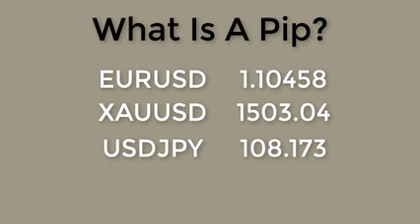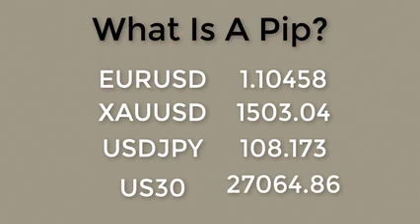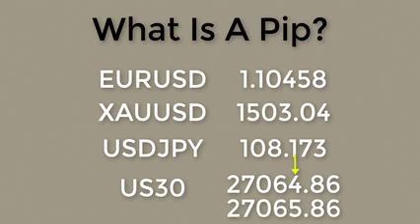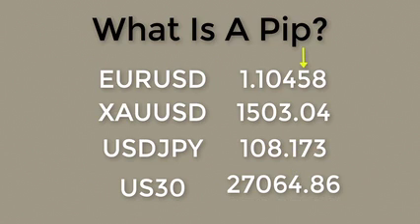So US 30, that's the Dow Jones. We always love to trade the Dow Jones. Right now the Dow Jones is sitting at 27,064. If it goes to 27,065, that's a 1 pip movement for us. So it's not always out to the 100th of a penny, if you look back up there on euro dollar. But the euro dollar is the most widely traded pair in the world, so it's a good one to look at and keep an eye on.